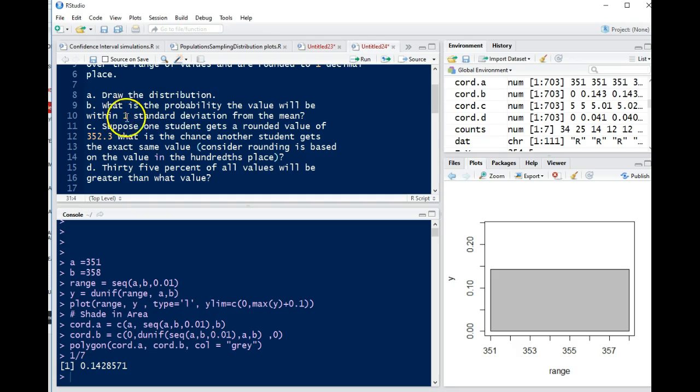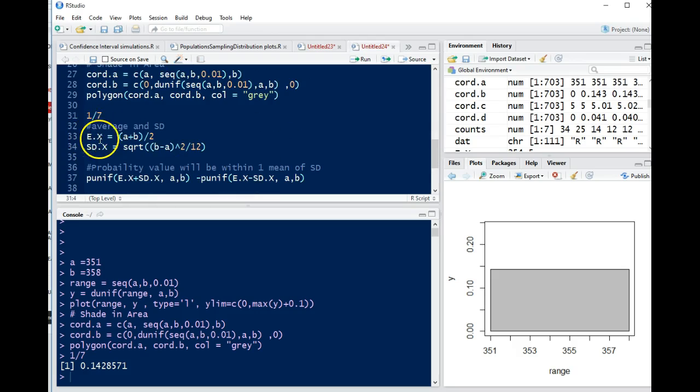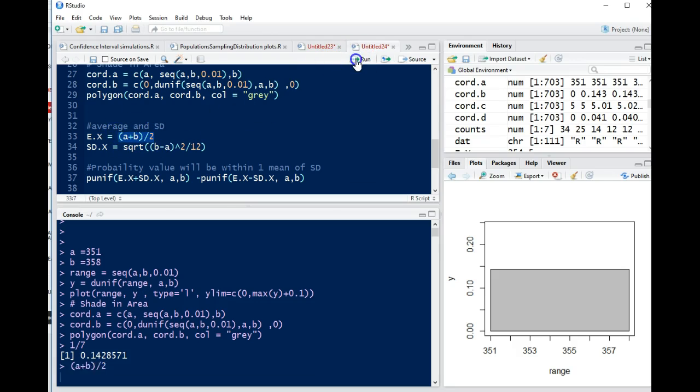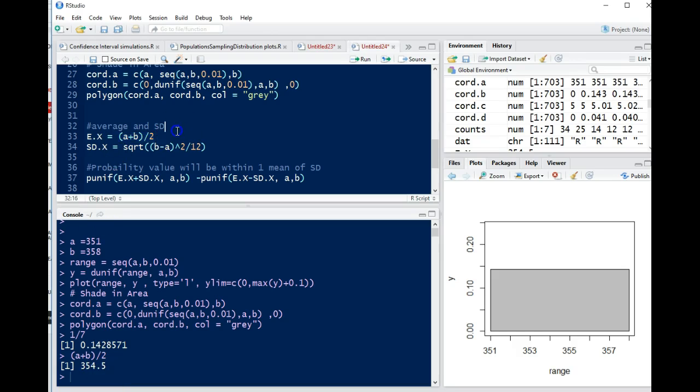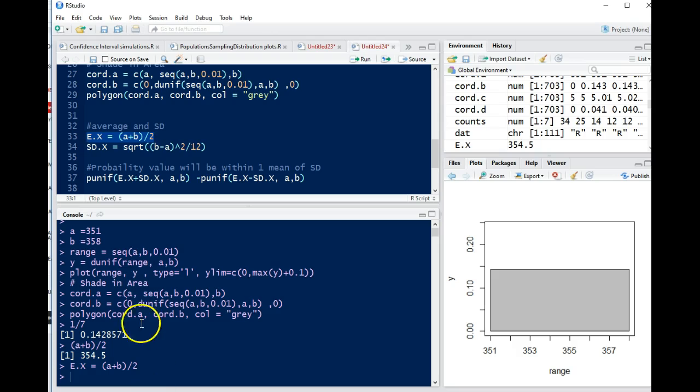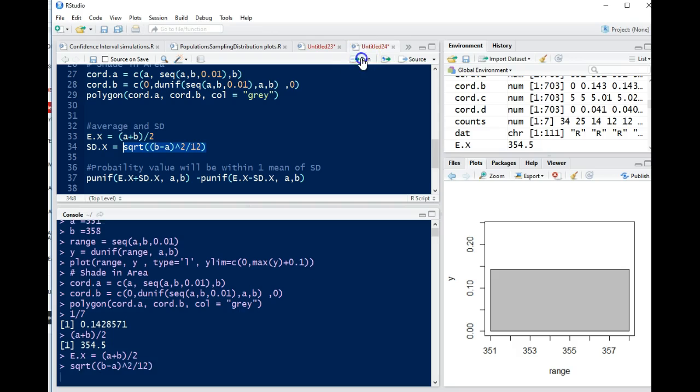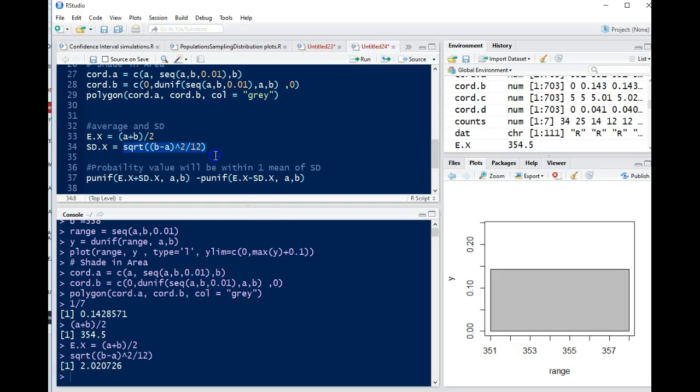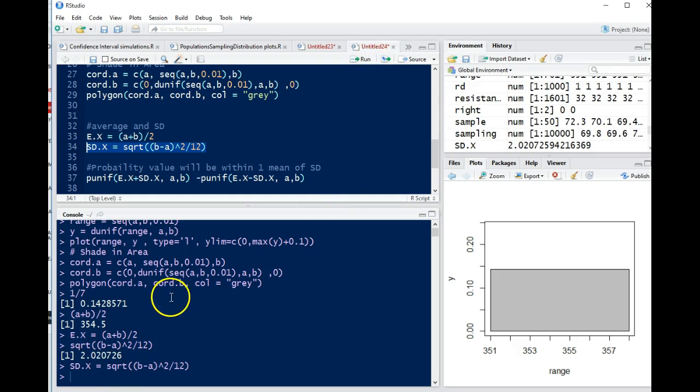All right, so that's what our uniform distribution looks like. Now, if we want to find the probability that the value will be within one standard deviation of the mean, we first have to calculate the mean and standard deviation. So I've written this code here, and basically this is just doing the math in R. So (A plus B) over 2 is the average for a uniform distribution. I've already defined A and B, so I can run this section and I can see that the average is 354.5. I want to run all of this so I can define the new variable EX. And for the standard deviation, this is just the square root of the variance, which is (B minus A) squared divided by 12 and taking the square root of that. So the value is actually 2.02. And then I want to run this whole section so I can redefine this variable SDX.